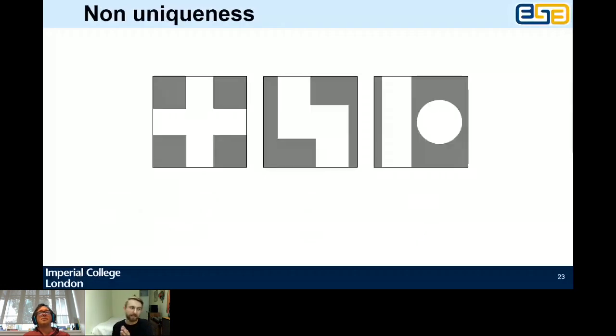That's the basics. But here's part of the problem. These three structures all have a porosity, so a volume fraction of the transporting phase of 50%, but they also all have the same tortuosity factor.